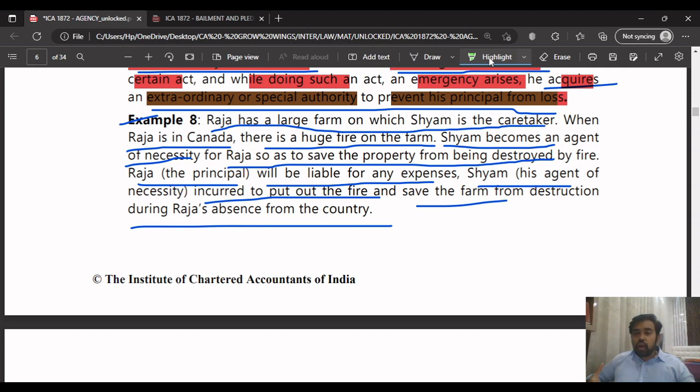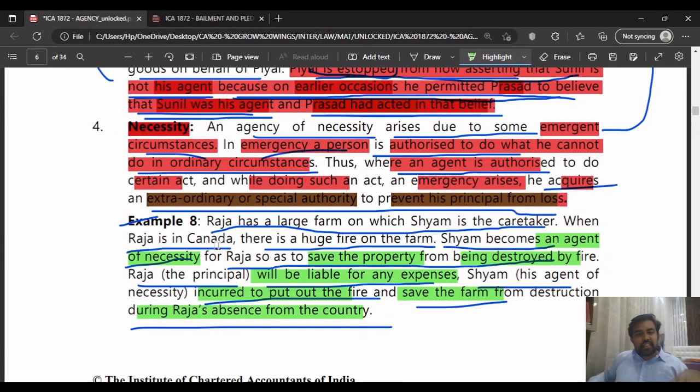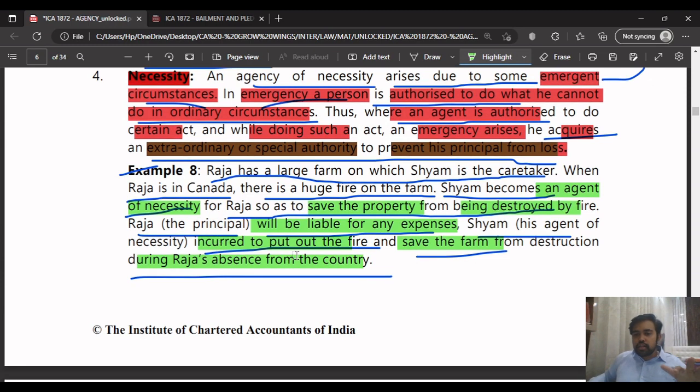They are telling there's a person who has a caretaker for taking care of his farm. When he is out of the country, the farm catches fire. So in order to save his property, the caretaker acted as the agent out of necessity. He became an agent of necessity for Raja to save the property from being destroyed by fire. So now Raja, the principal, has an obligation to be liable for any expenses which caretaker Sham has incurred to put out the fire and save the farm from destruction during Raja's absence from the country. So this is a very easy case study, but you need to at least see this once. Otherwise, some of you might make mistakes, but generally you can answer this example if it comes as a case study, because it is very simple.